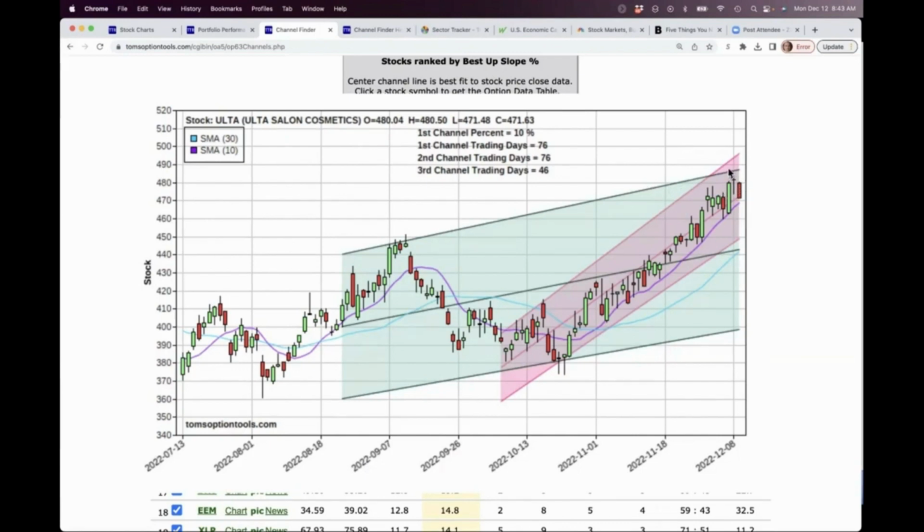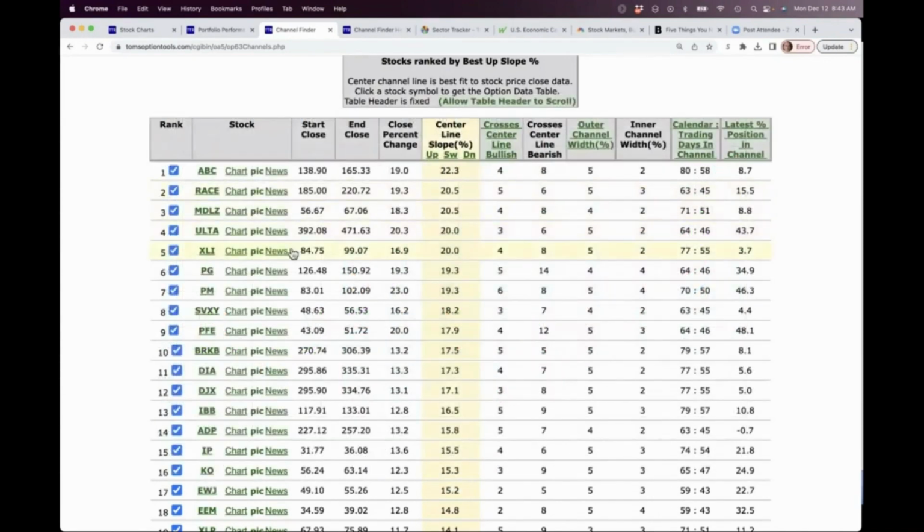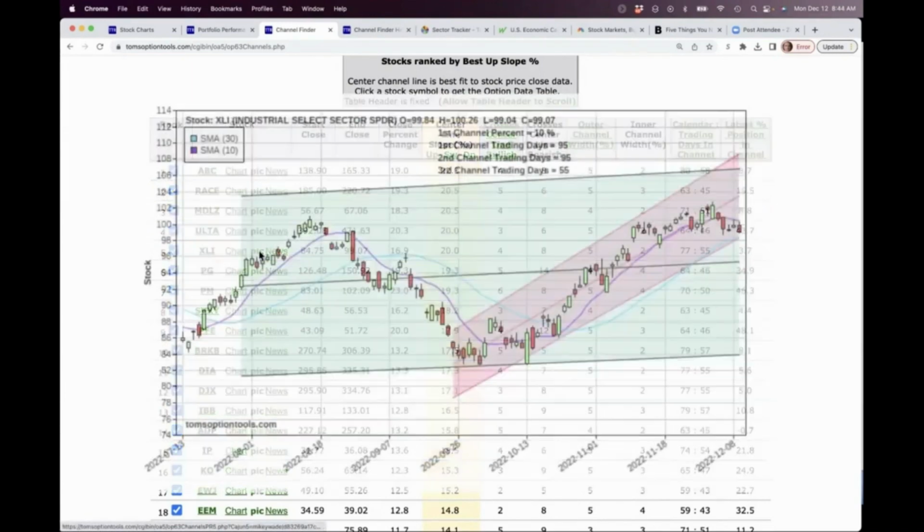Now, you've probably heard of Darknet or Alpha 9, and Alpha 9 uses these channel collisions, three different channels, and when they all collide at a certain point, that's a major resistance level. Let's look at some of these other ones here, just a few more.